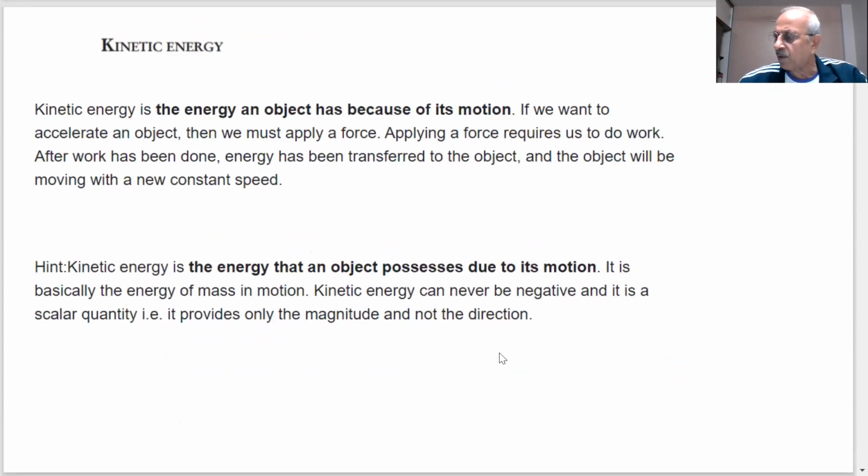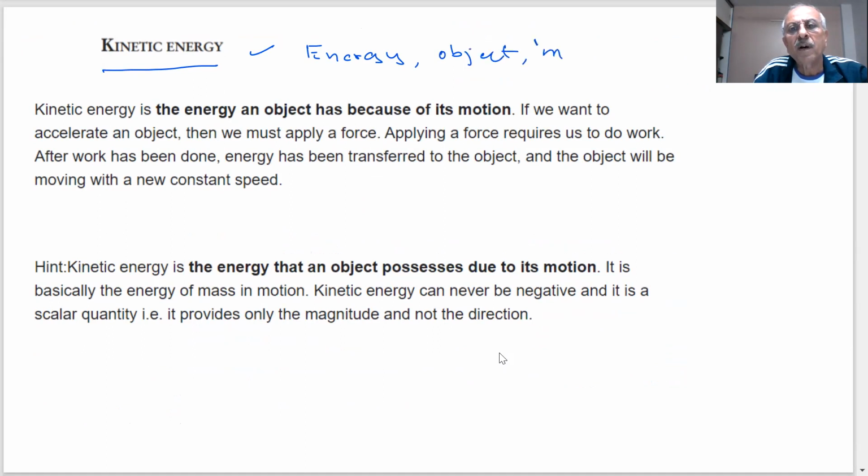Now, we have told you that energy is the capacity to do work. Let us see what types of energies there are. First, kinetic energy. When an object is in motion, when the mass is moving, kinetic energy is the energy of the object because of its motion. Kinetic means motion. So the energy of any object having mass m, because of motion, is called kinetic energy.